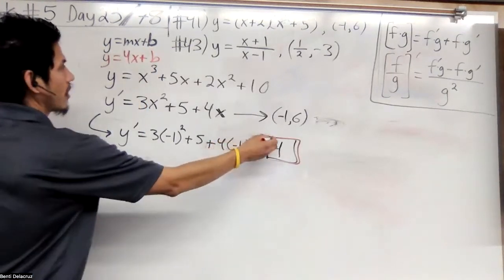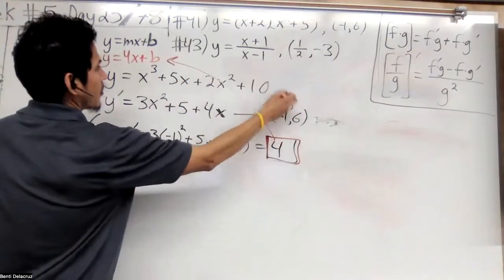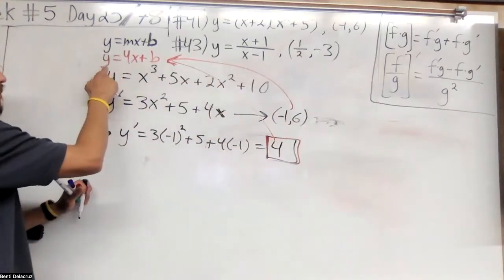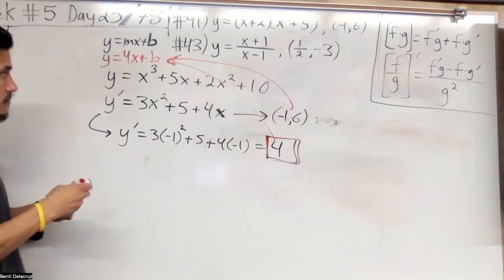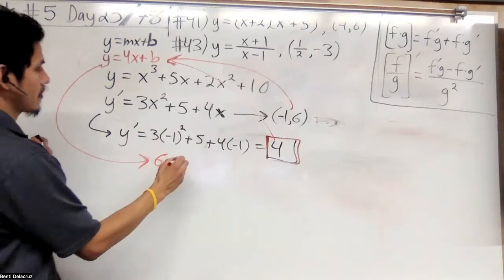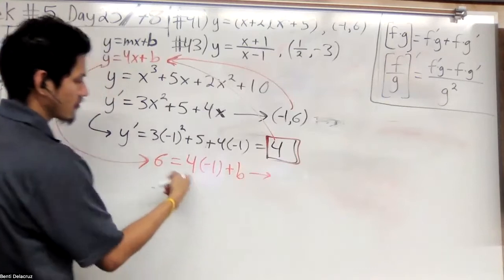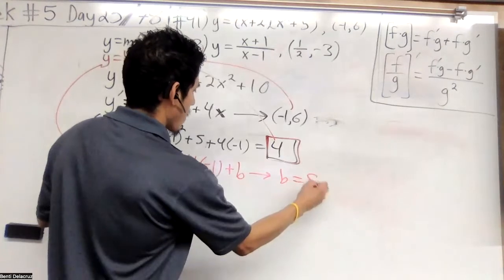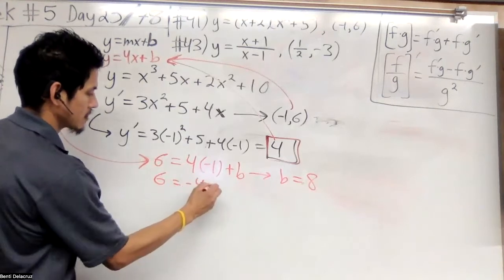Now that I know that, I can simply solve for my y-intercept b by just plugging this point back into the equation, plugging -1 in for x and 6 into y. Because since it goes through this point, these values have to make the equation work. So going back, I can write 6 equals 4 times -1 plus b. I solve for my b, it will be 8. Here's the work, 6 equals -4 plus b.